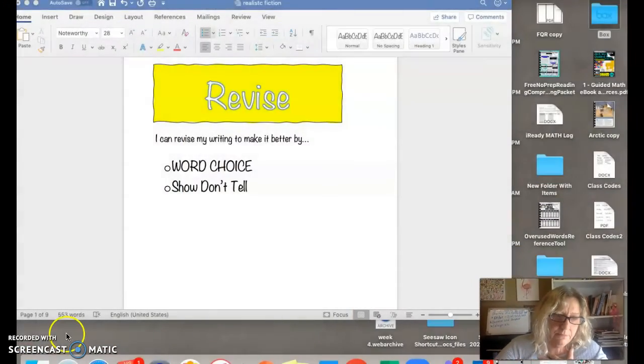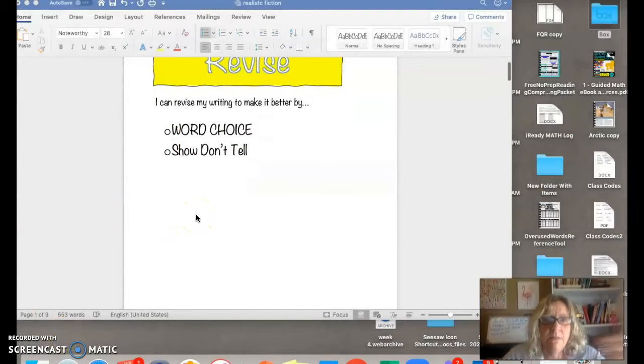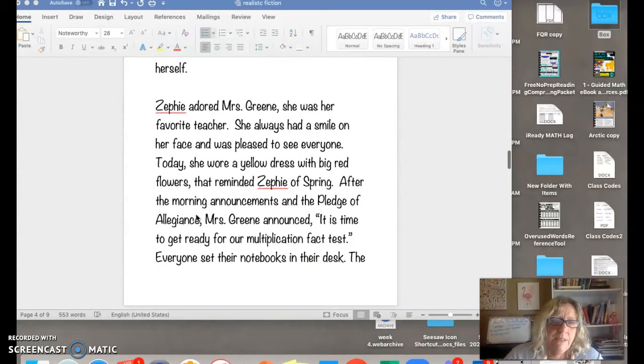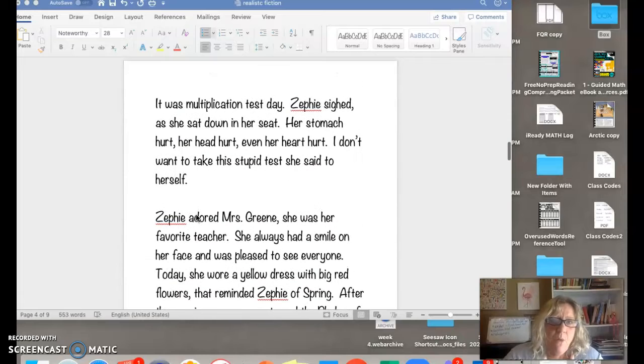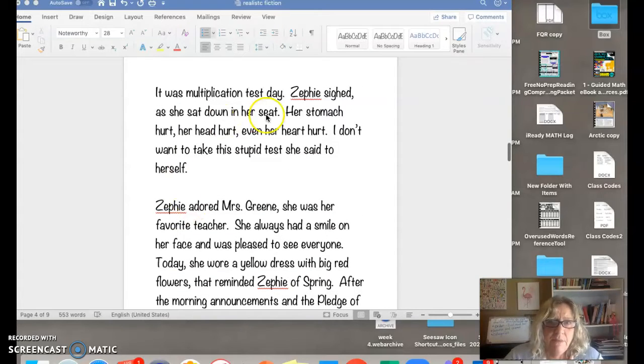And one of the best ways to do that is you're going to, first of all, find a spot in your writing where you just told the reader something. And you're going to make it better by showing the reader so the reader gets a picture in their head. So I'm going to go back and we're going to look at this. I'm going to go to my writing, just down here, and I'm going to find a place where I think I could show and not tell. And I already looked, so I'm thinking right here.